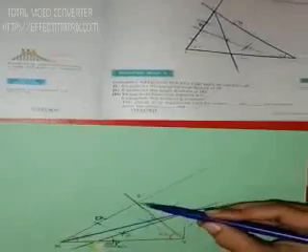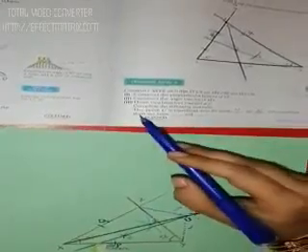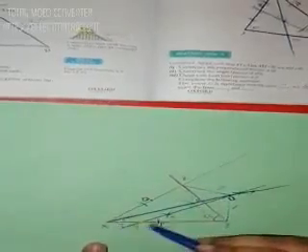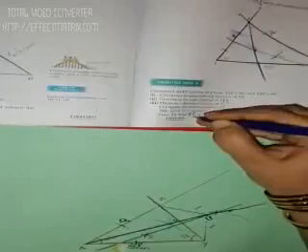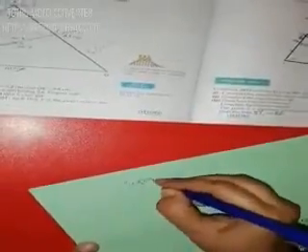Hence, the point U is equidistant from points Z and Y, and equidistant from the lines XZ and XY, and this is our property which we have learned in our previous lecture. Don't forget to write the steps of construction.